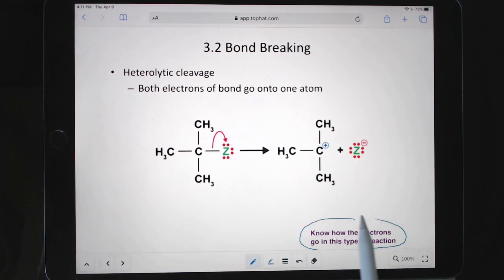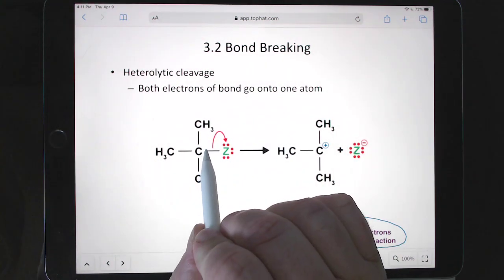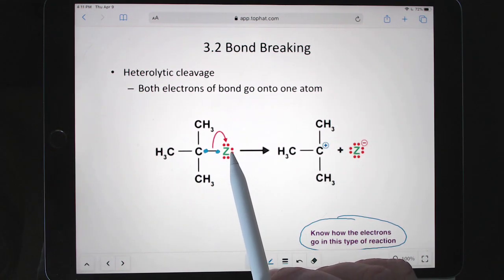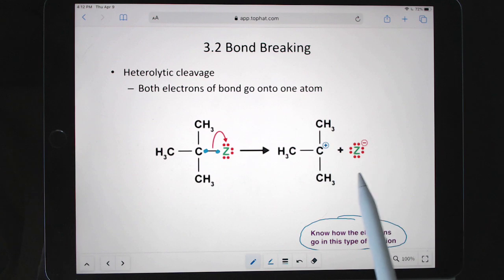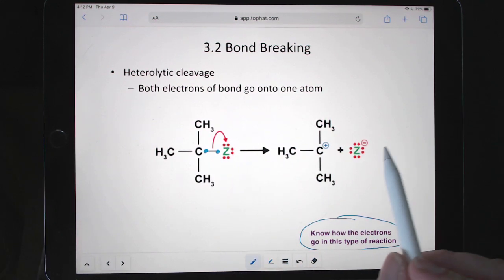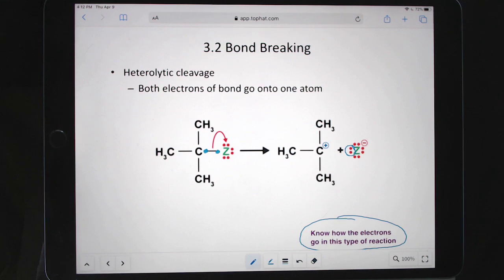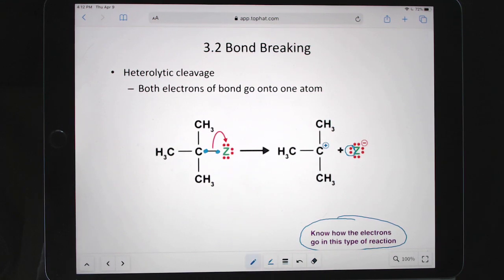You are also going to want to know how the electrons go. If you have a heterolytic cleavage, that means you've got your two electrons here, and both of them go onto one side. That's indicated by the double barbed arrow, a full arrow. It means both electrons are going over here, and these two electrons turn into this new set of lone pairs.